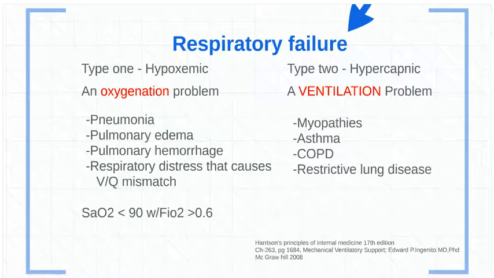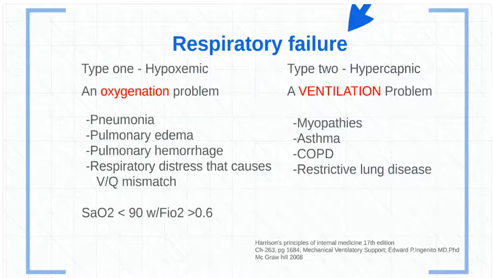Well, if you guys have answered any of these, some myopathies, asthma, COPD, and restrictive lung disease, you guys are on the right path. Now, here's another one that I want to throw at you. What about a patient who is a narcotic overdose? He took about 20 mg of oxy, and he is down and out, not respirating. That's a ventilation issue. He's becoming hypercapnic. He's retaining CO2.